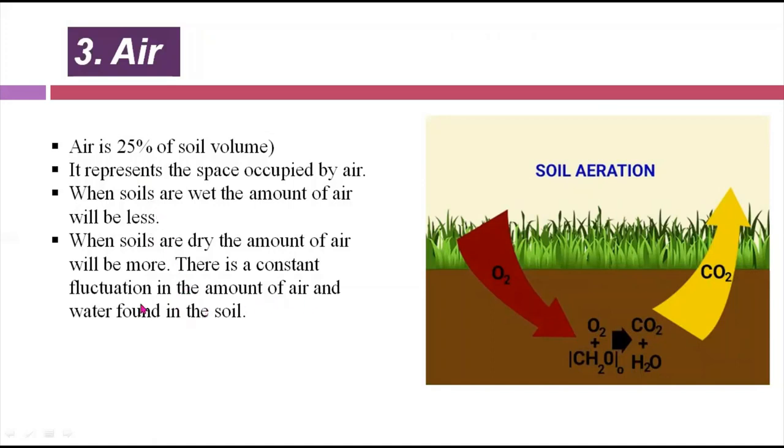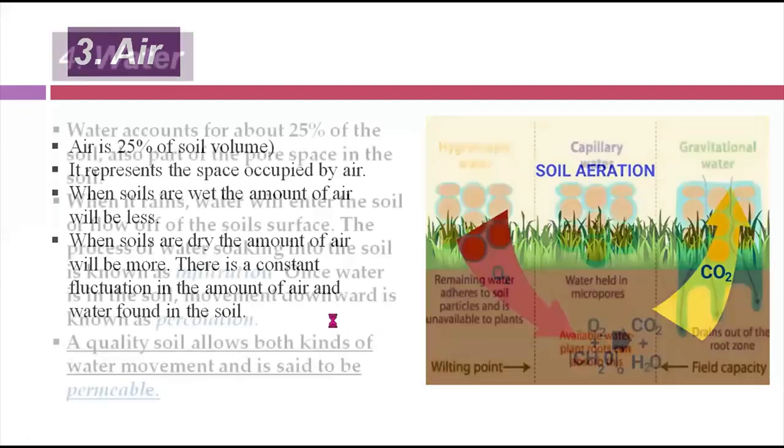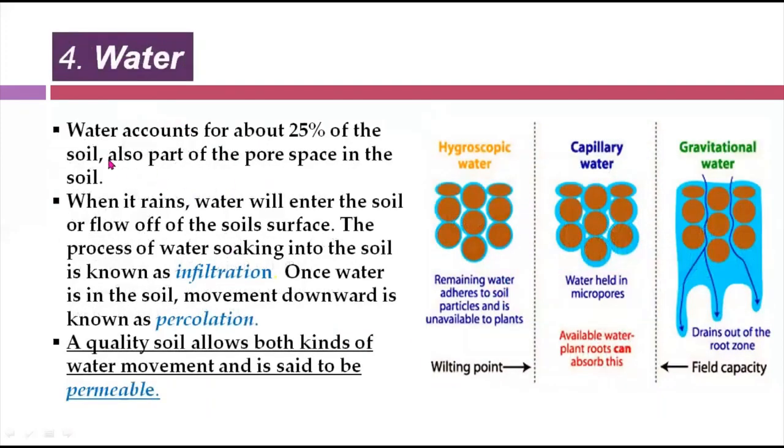So there is a constant fluctuation in the amount of air and water found in the soil. There's always a variation in the percentage of air and water in the soil. So you can see here the soil aeration. There are different gases or air found here. Number 4 is the water. Water accounts for about 25% of soil, also part of pore space in the soil.